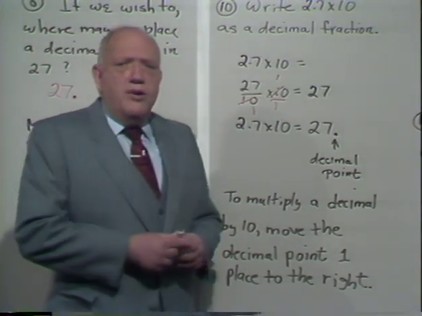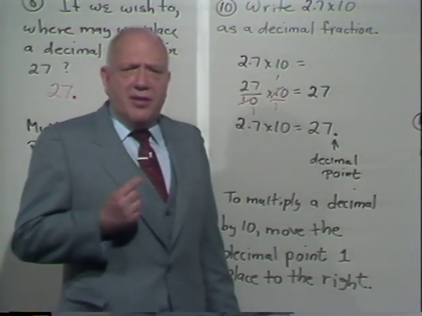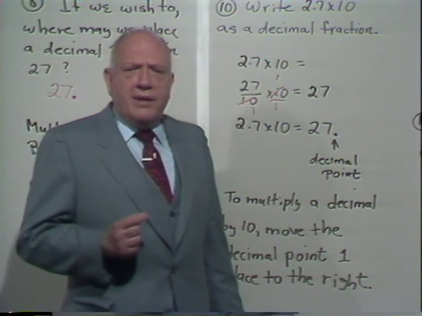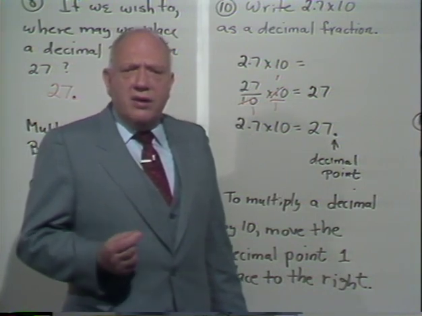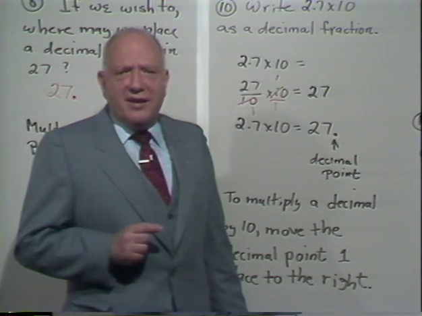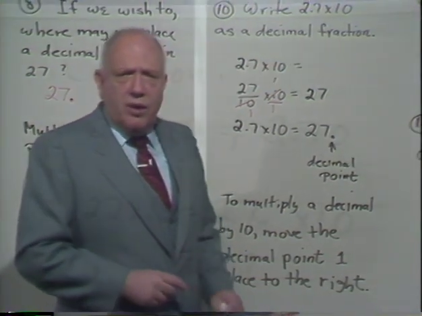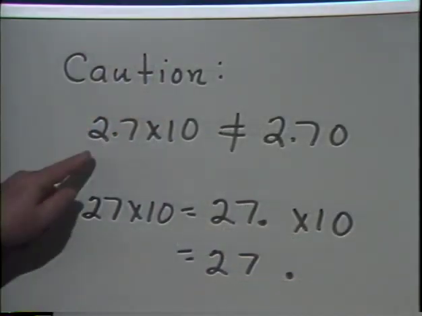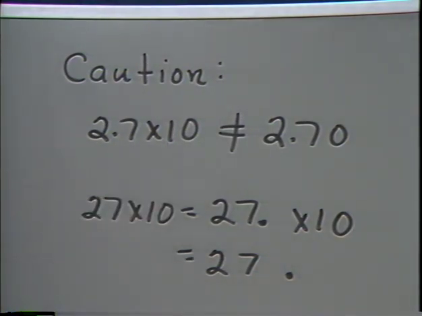By the way, when you learn whole numbers, and I've had students say this to me, they say, when you multiply by 10, don't you just tack on a 0? Isn't that true for whole numbers? I want to show you the danger of that reasoning. Here's an actual thing that happened to me one day in class. A student told me that 2.7 times 10 was 2.70.